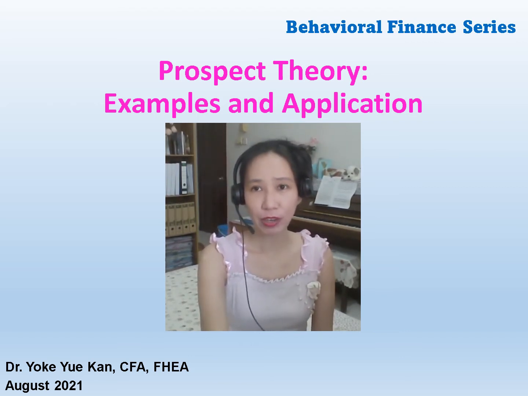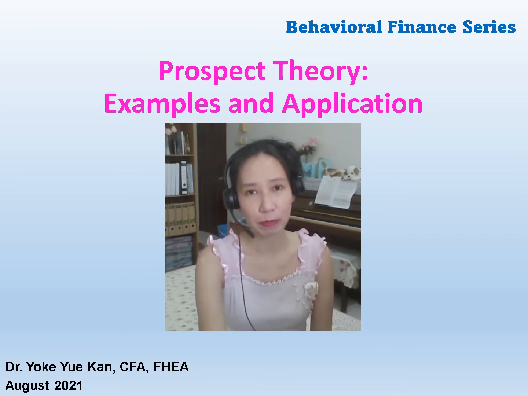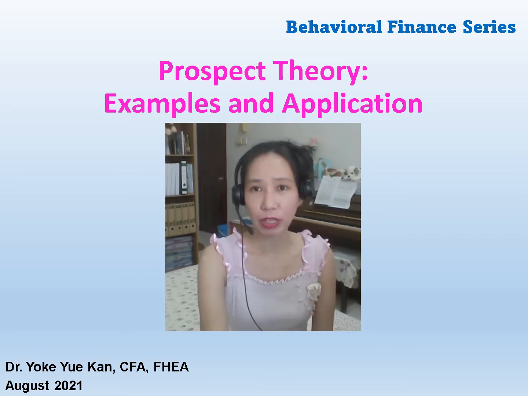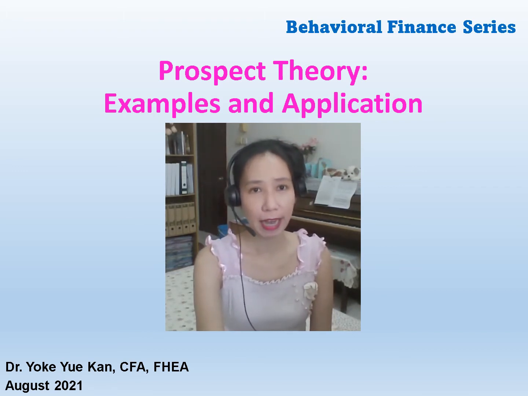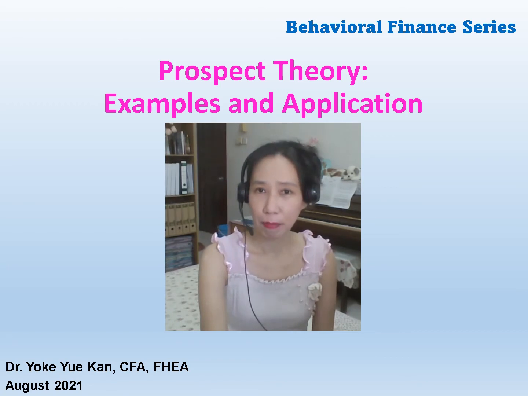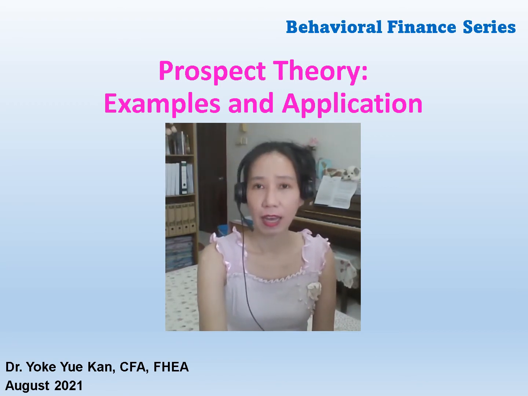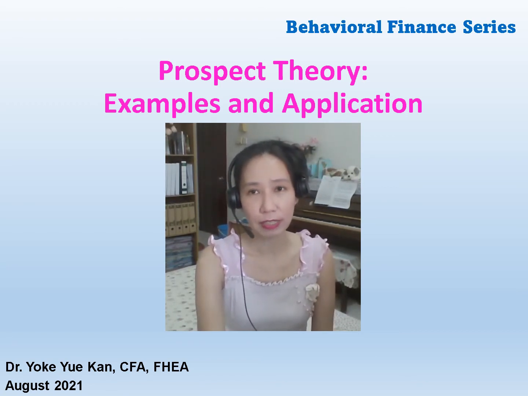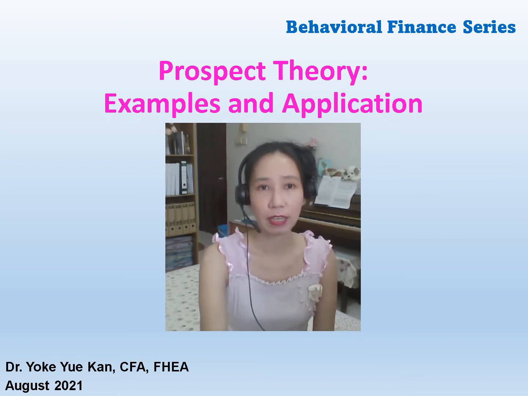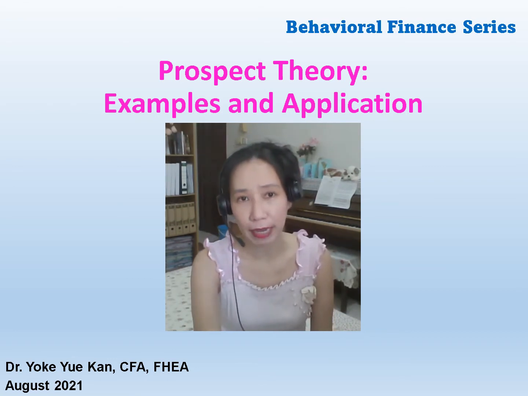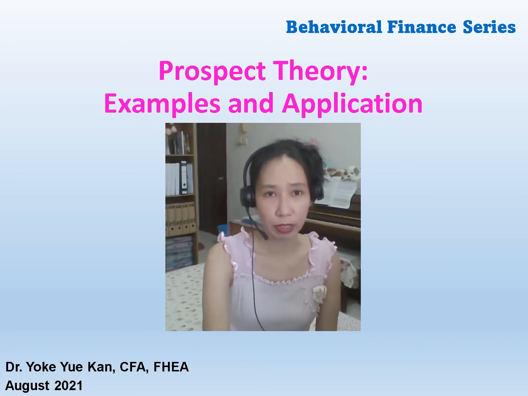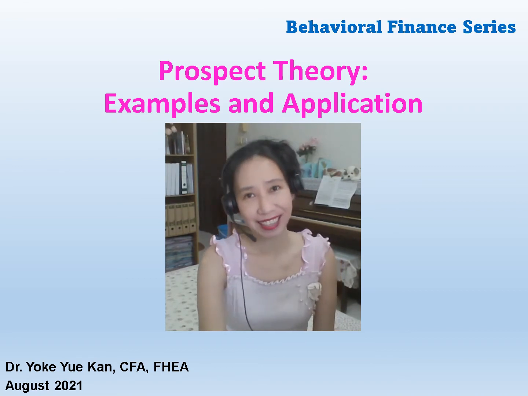In the first video, I introduced the history and basic concept of prospect theory. In this video, I will explain further how decision is made under uncertainty by using examples. I hope this will enhance students' understanding of the theory. It is useful for investment managers and investors to understand human biases when faced with risks. Let's learn together.